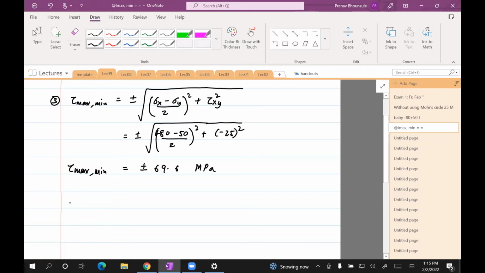Okay, and then the formula for stress corresponding to the max and min stress is given by sigma x plus sigma y divided by 2. So that's minus 80 plus 50 divided by 2, which is minus 15.